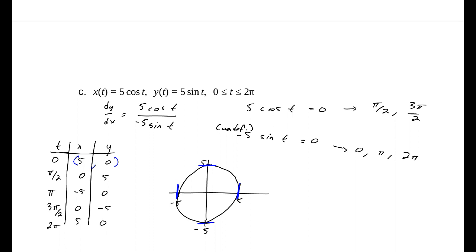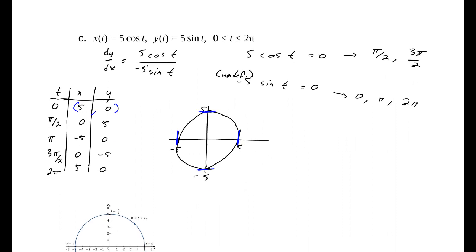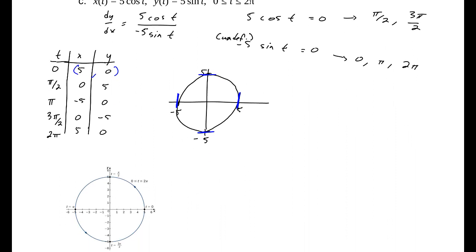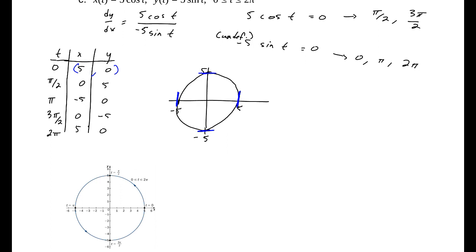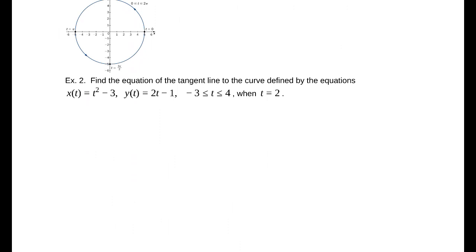Okay, so cosine and sine actually uniquely define some circles. In this particular one, it has a radius of 5. So there we have it, going in the counterclockwise direction. Number 2, find the equation of the tangent line to the curve defined by these equations, and specifically we're given down here when t equals 2.